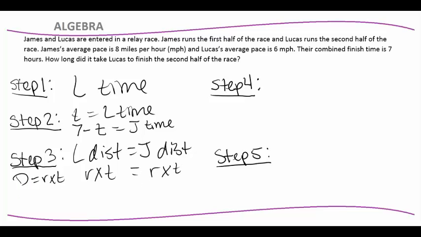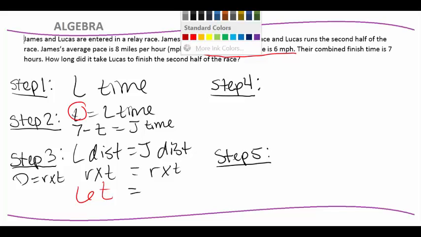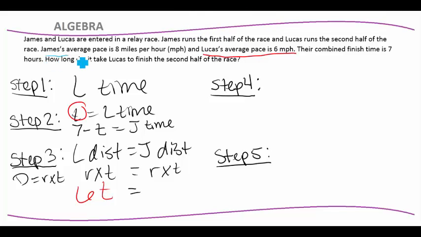We can find Lucas's rate in the problem above right here. Lucas's rate is 6, and his time we denoted to be t. So 6t. Now we can look for James's rate in the problem above as well. It's right here. It's 8. So James's rate is 8 miles per hour, and his time was 7 minus t, so 8 times 7 minus t.